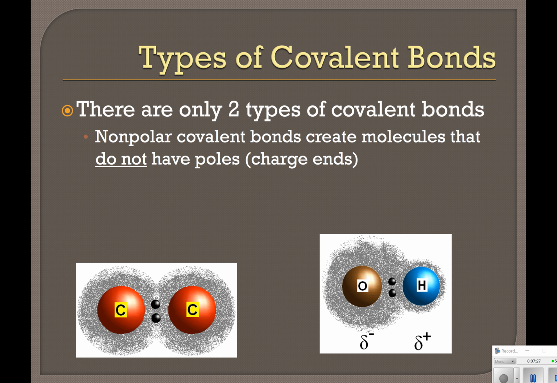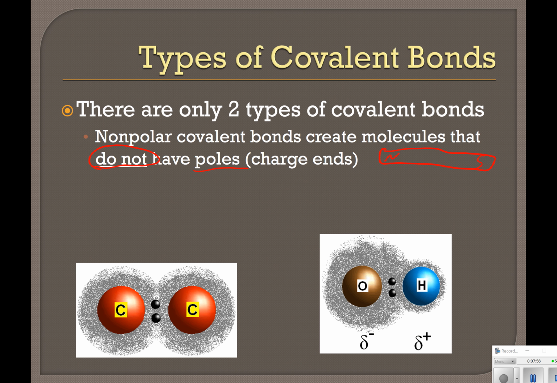Now there are 2 types that we're going to spend our time on here. 2 types of covalent bonds. Non-polar covalent bonds are going to create a molecule that does not, and this is the important part here, they do not have poles. Poles meaning charged ends. If you think of the poles on a magnet, like and unlike poles on a magnet. Unlike poles would attract, like poles would repel.